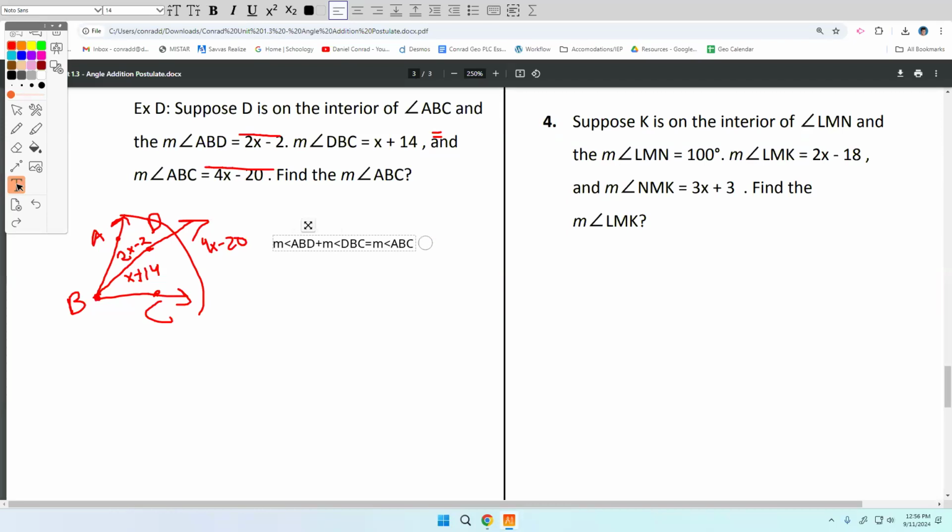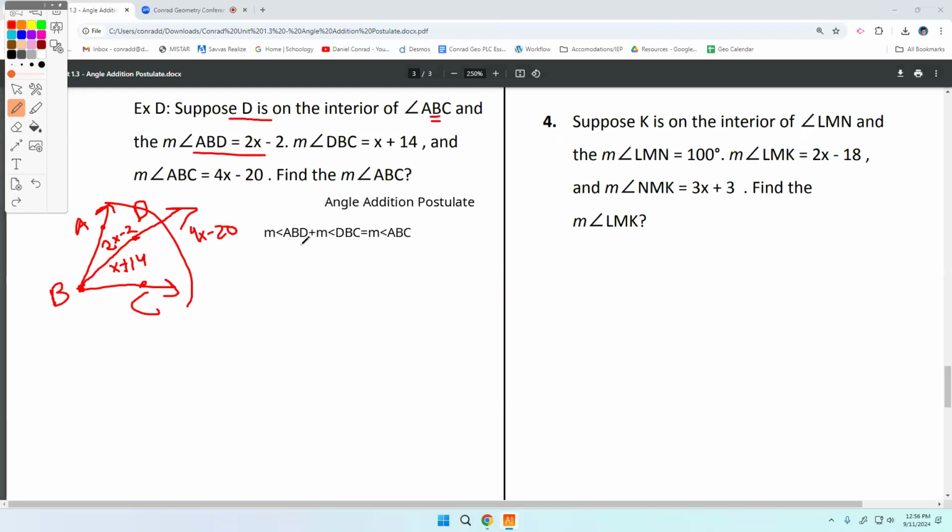Once we have our equation written, we need to justify it. So our justification is the angle addition postulate. So it's the two small angles added to the big one. Once we have that, we can, again, just fill in our expressions. We have 2x minus 2 plus x plus 14 equals the whole thing, angle ABC, which is 4x minus 20.